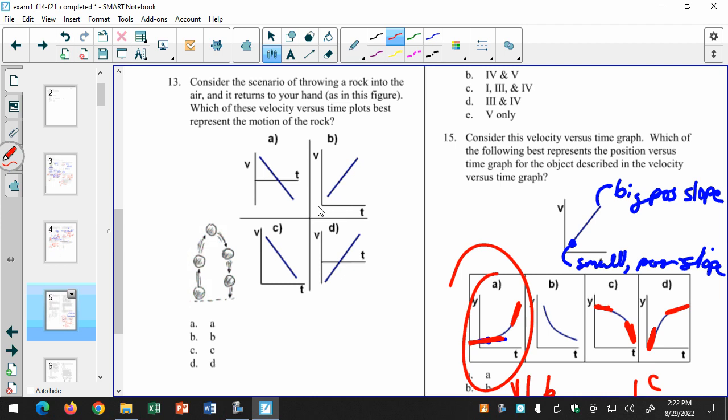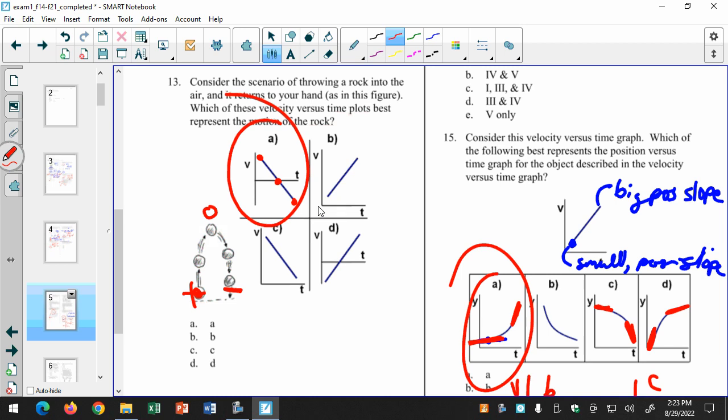I think in the free response I had you draw the position versus time, but here I want you to tell me what is the velocity versus time. Well, it starts out with a big positive velocity right here. It has a zero velocity here and a big negative velocity. The only one that does that is A. Here's the first part, here's the middle, and this is the third at the end.